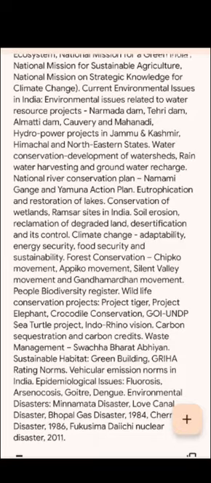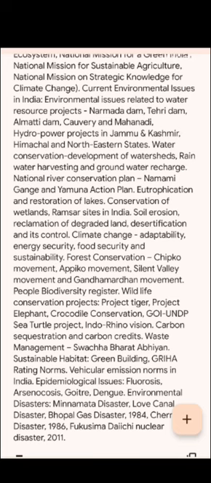Current environmental issues in India. Environmental issues related to water resource projects, Narmada Dam, Tehri Dam, Almatti Dam, Kaveri and Mahanadi, hydropower projects in Jammu and Kashmir, Himachal and northeastern states.